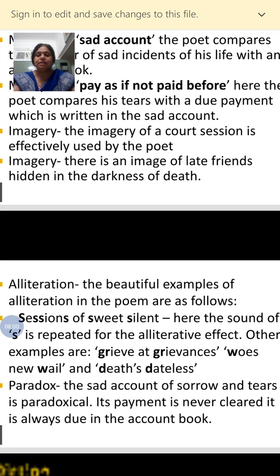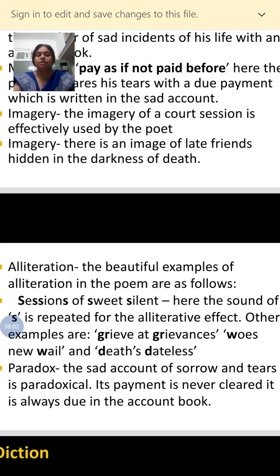Then there is an example. See, there are so many literary beauties in this poem, and it depends on the reader how many literary beauties he can find out. Then comes alliteration. Now, alliteration is the repetition of similar consonant sounds. So, the beautiful examples of alliteration in this poem are as follows.